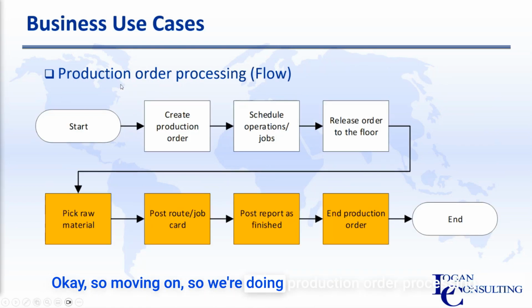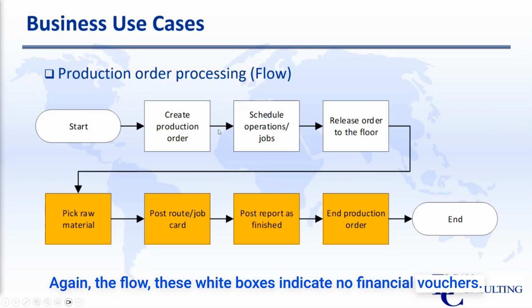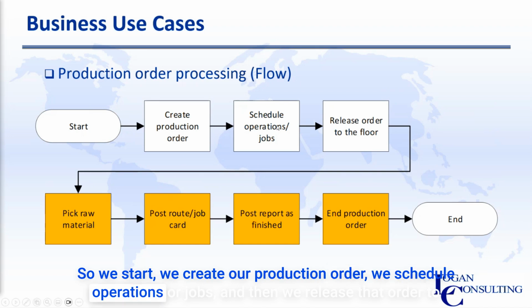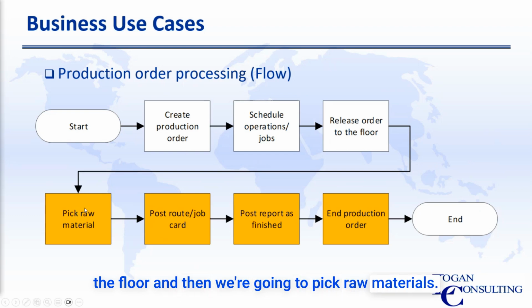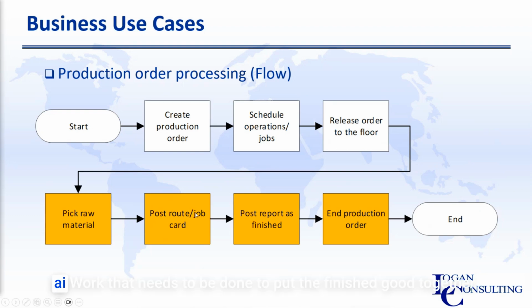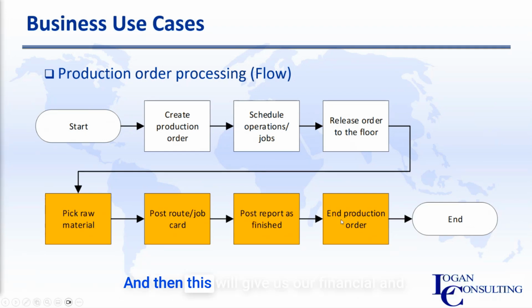Okay, so moving on. We're doing production order processing. Again, in the flow, the white boxes indicate no financial vouchers. The yellow represents financial vouchers. So we create our production order, we schedule operations or our jobs, and then we release that order to the floor. Then we pick raw materials. This is our picking list that we create, and we pick that raw material. Then we post either a route or a job card for any work that needs to be done to put the finished good together. We report as finished, which gets us our physical inventory, and then we end the production order.